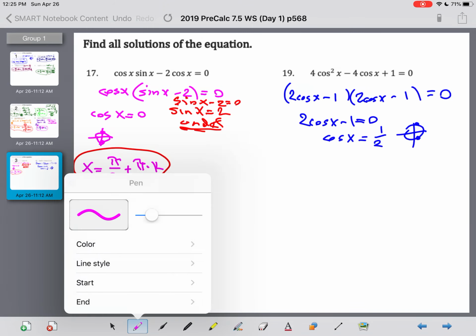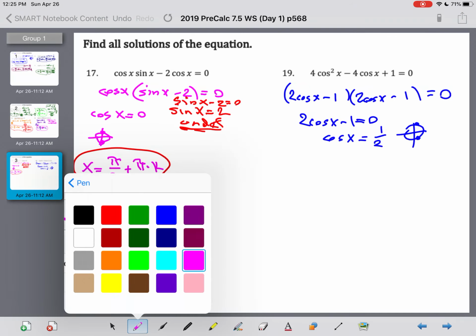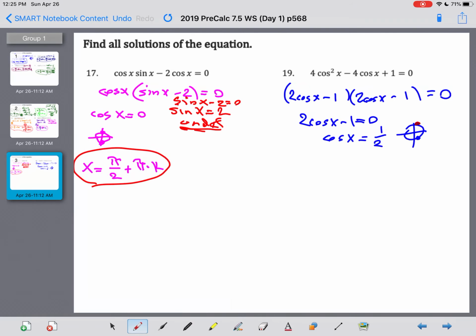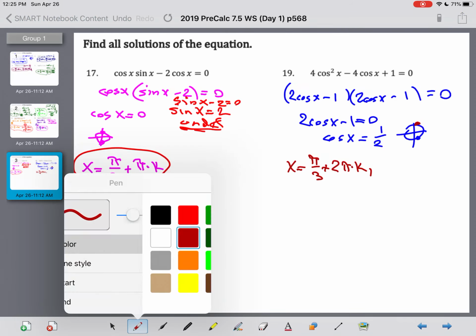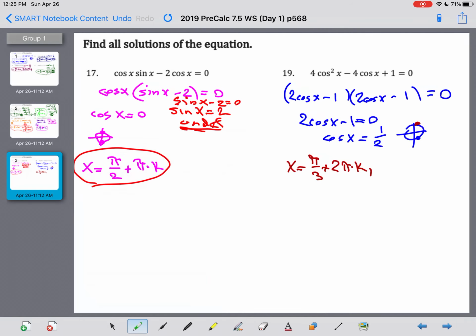So just to break this one up here, oh, I'm not going to use that color. So for this one here, that's going to be x equals pi over 3 plus 2 pi k for going around and around. This one right here, I can call that negative pi over 3 if I wanted, or I could call it 5 pi over 3 if I wanted. I can go either way here, so I'm going to go here with 2 pi k.